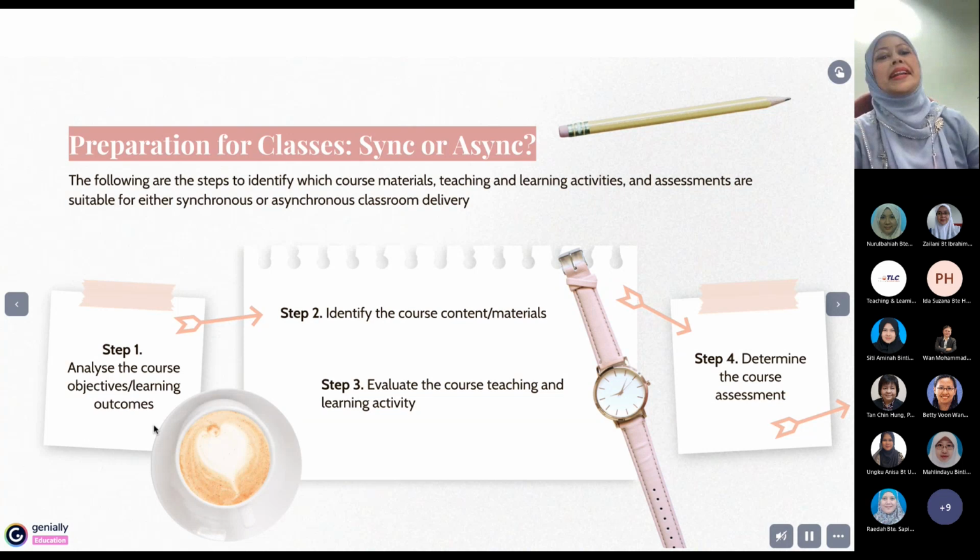Right. So let's look into this. Preparation for classes, sync or async. So the following steps would be to identify the three components, yeah? 40, 40, 20. So it must be balanced. But now think about, is it going to be async or is it going to be sync? Which one am I going to select?